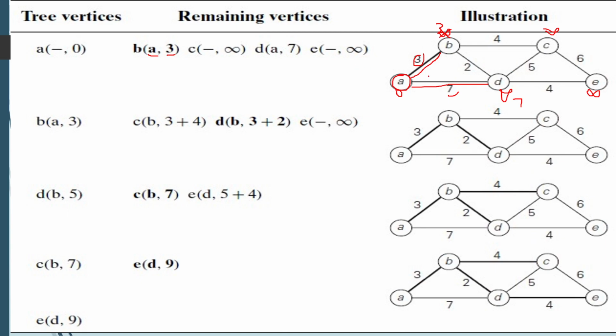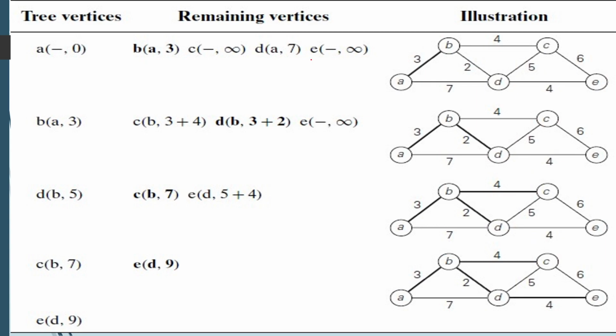Next E. Is there any direct path from A to E? No, there is no direct path. That's why you take a dash and infinity. So this is your first step. In the first step, first you take the source vertex and the remaining vertices here, and if a vertex is adjacent, that is, a direct path is there, you write that path and the name of the vertex. So that is the first step.